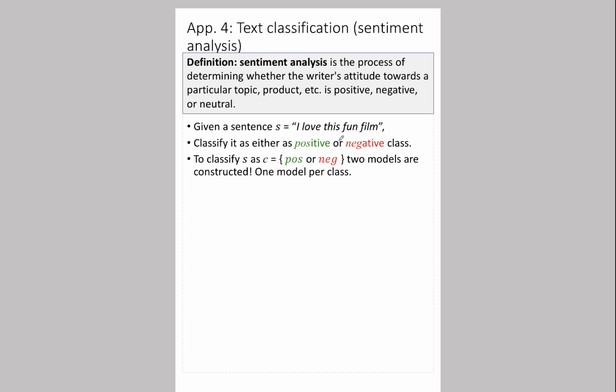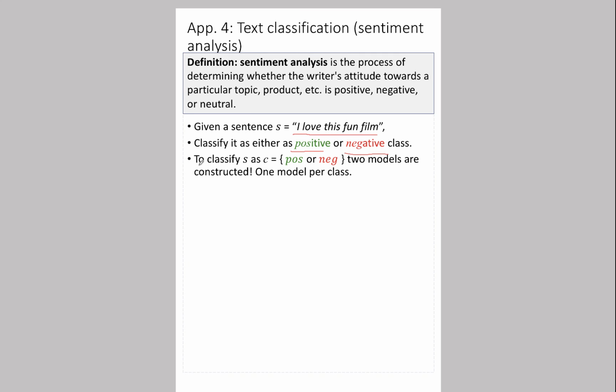In our next example, we are going back to classification. We are focusing on text classification. This task is also known as sentiment analysis. Suppose, given a sentence such as, "I love this fun film." The goal is to train a model that classifies the sentence as either positive or negative class.